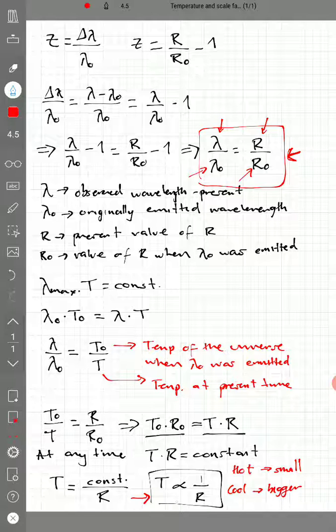So this equation here is actually a very good thing to obtain because, using the cosmological variables that we've studied, it's giving us evidence that actually the universe is getting cooler as it expands.